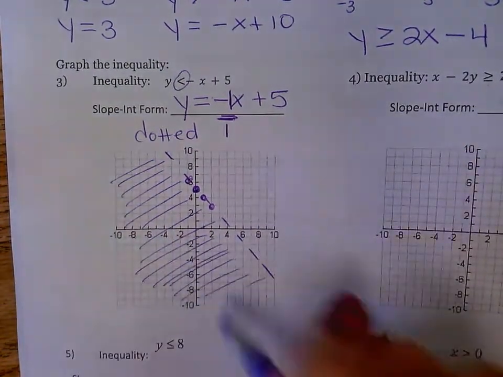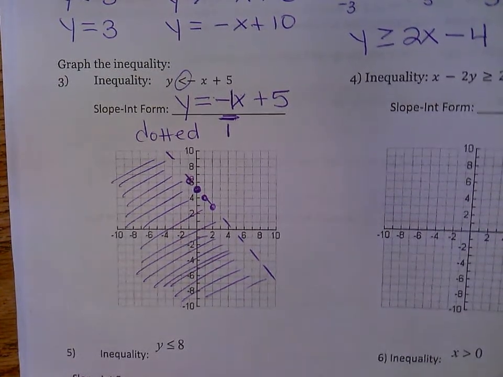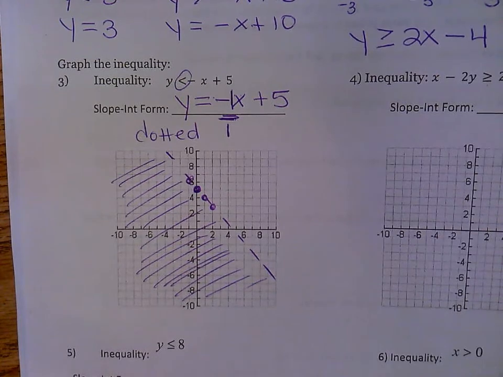The other thing that you can do is plug in a point. So for example, here this is the point 0, 0. If I plug 0, 0 in, it should make this true. Is 0 less than 0 plus 5? 0 is less than 5, so it's true. So 0 is included in the solution region. And you can always double check that you shaded it the right direction.